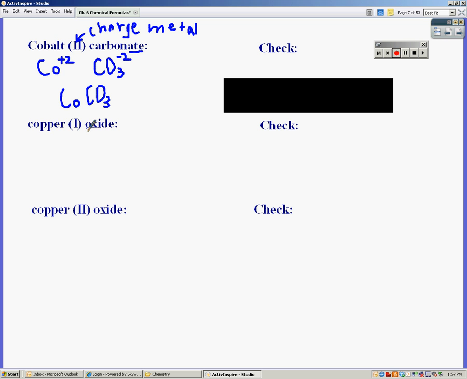Okay, copper 1 oxide. Remember that the 1 tells me the charge of the copper. So the symbol for copper, Cu +1. Oxide, ide, is my ending. So that tells me this is a binary compound, which means I'm not dealing with a polyatomic ion. And I'm going to find this on the periodic table as oxygen, because we changed the ending to ide. So oxygen is just O, and its charge is a -2.